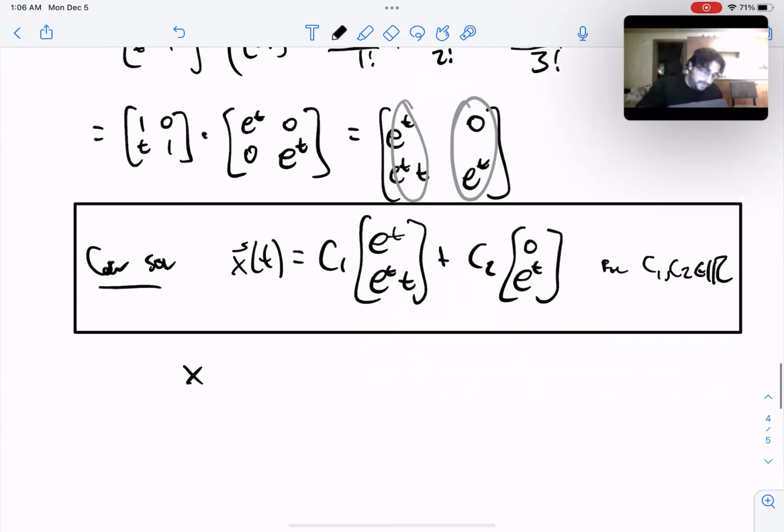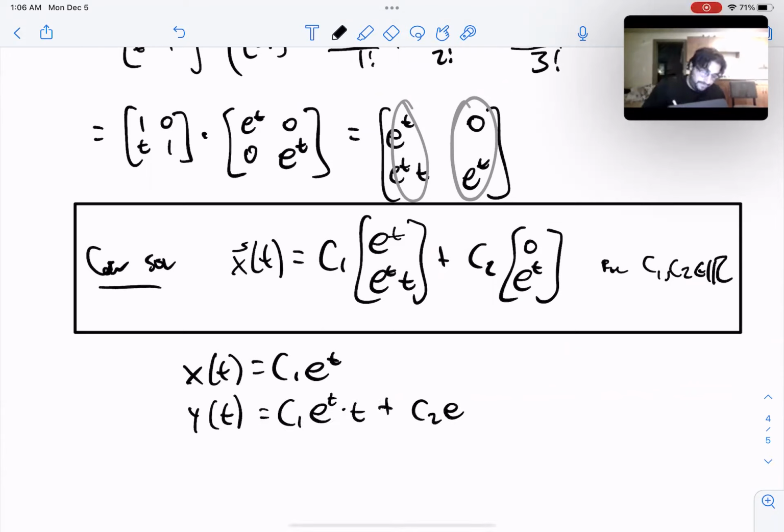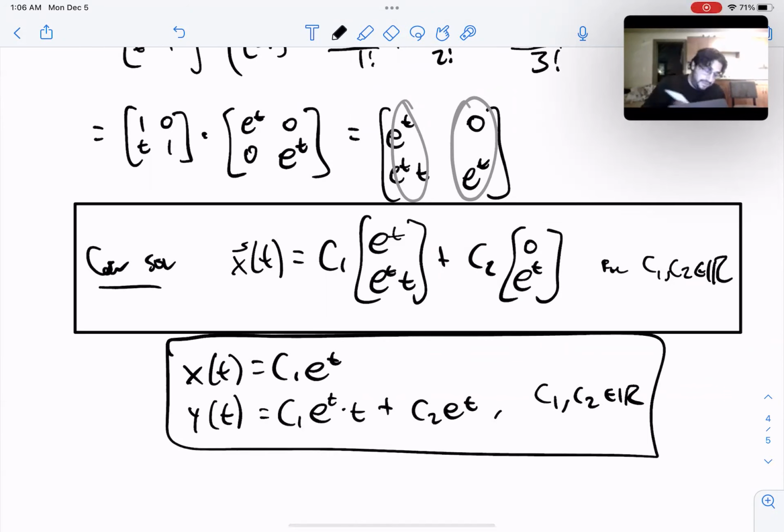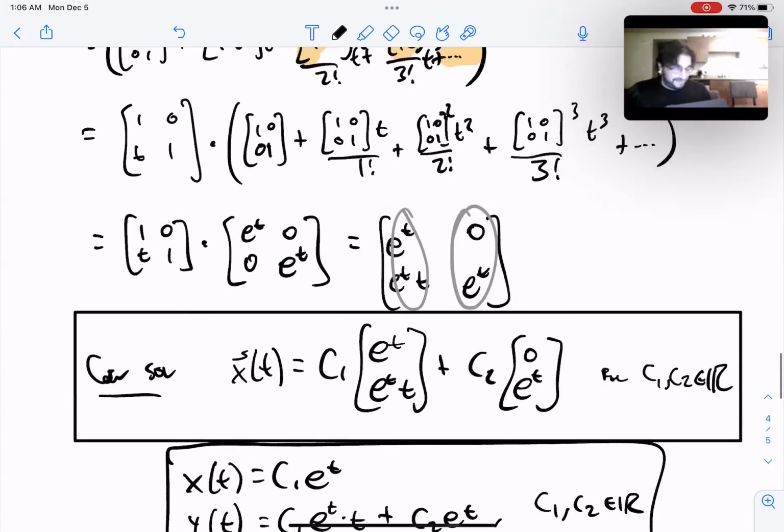And again, if you want, you could rip this apart into just x and y. So there's the general solution back just in terms of x and y, right? Here I really wanted to demonstrate the matrix exponential. Notice though the system is decoupled, right? So you could actually do this with integrating factors.